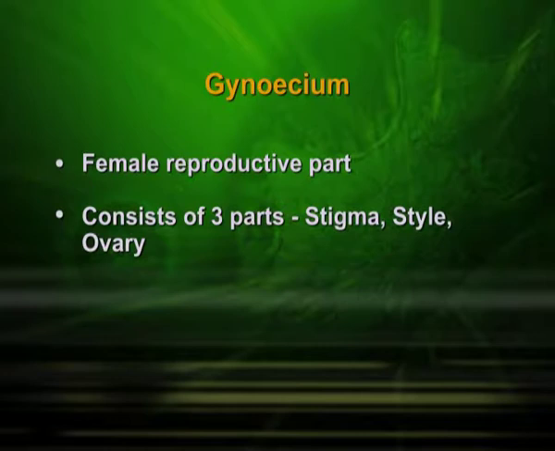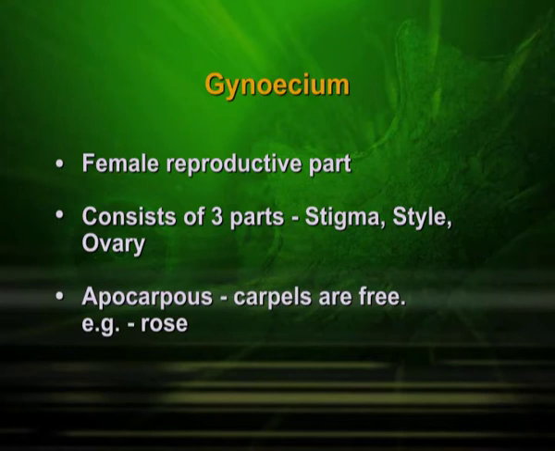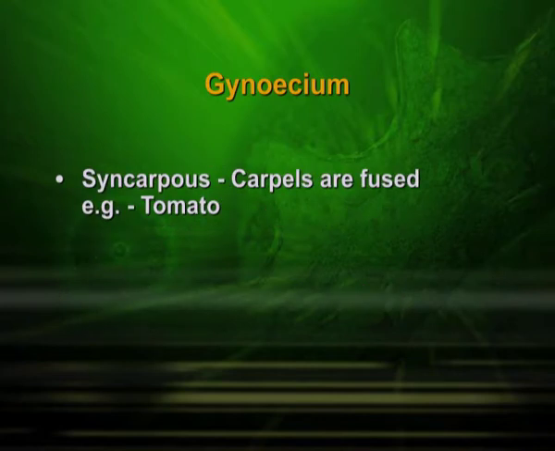So, a carpel is made up of 3 parts: the stigma, the long elongated one, the style, and this is known as the ovary. When the carpels are free, they are called apocarpous, example the rose plant. When the carpels are fused, example tomato plants, they are called syncarpous. The gynoecium may be apocarpous or syncarpous.